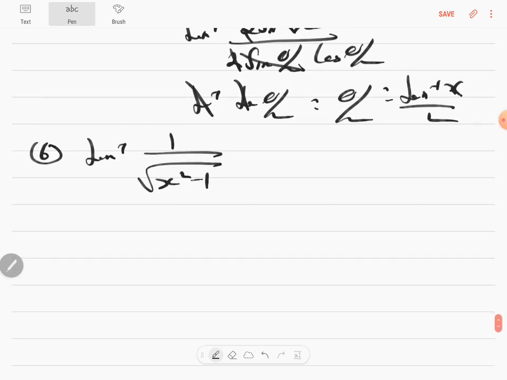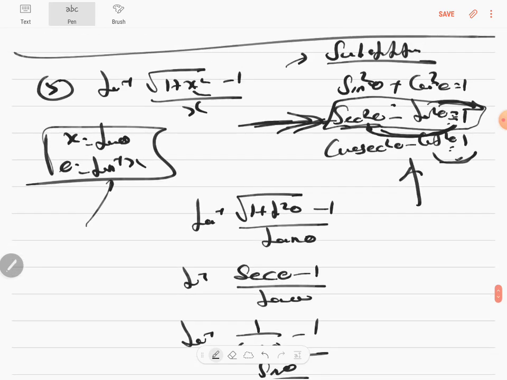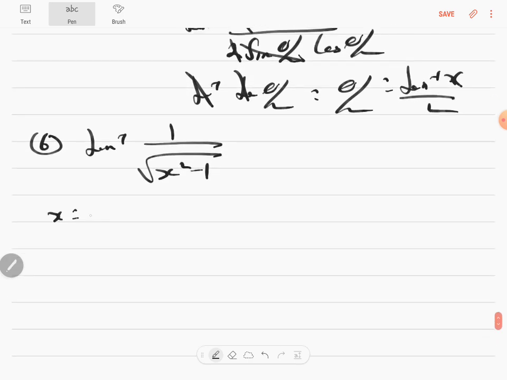So you can substitute x as secant theta or even x as cosecant theta. Cosecant square theta minus 1 is cot square theta. So let's substitute x is equal to cosecant theta. Therefore theta is cosecant inverse of x.